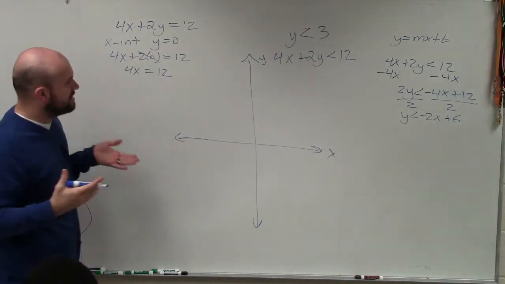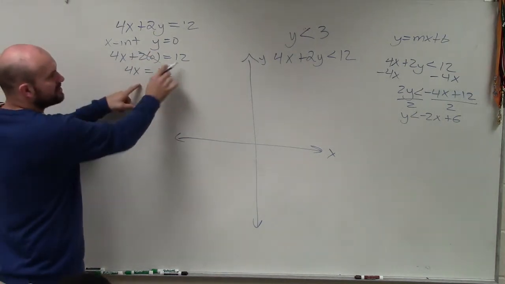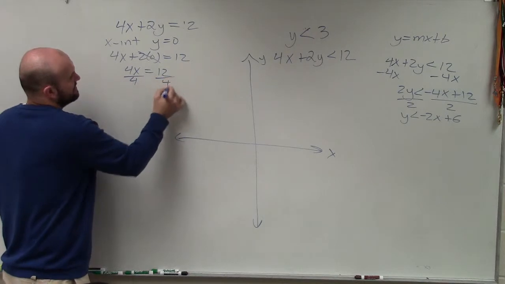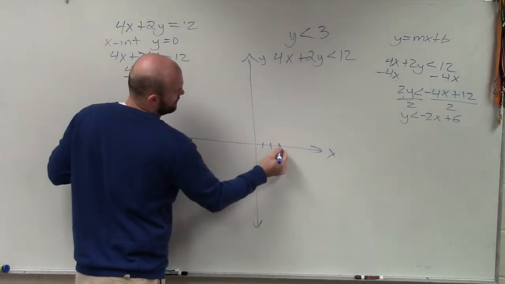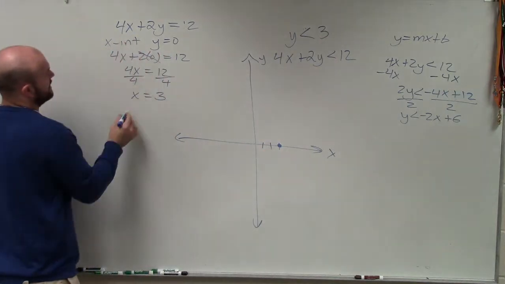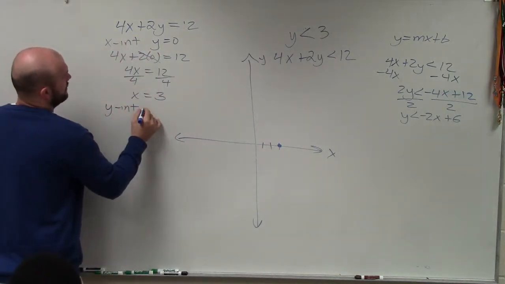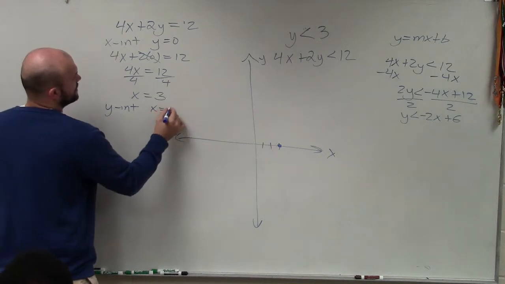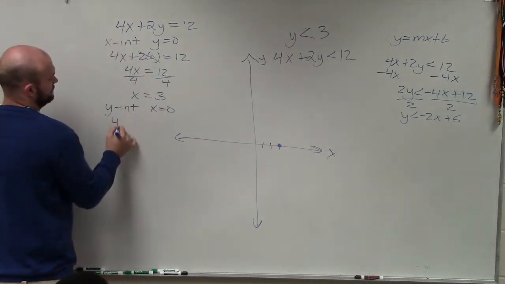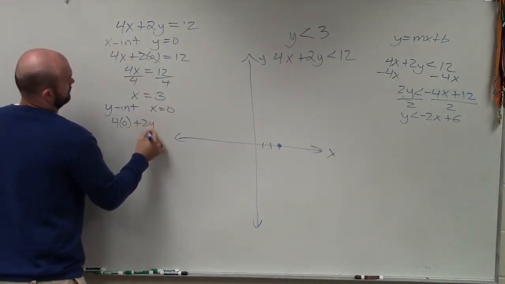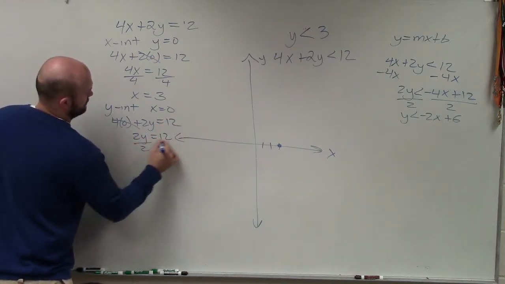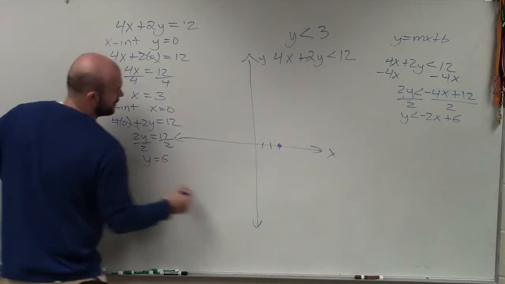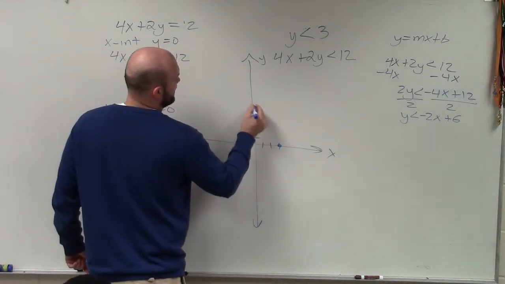The reason the intercept method is important for these coefficients to divide into your constant is because if they don't, then you're going to be dealing with fractions. So x equals 3. 1, 2, 3. Then I go to the next one. The y-intercept is when x equals 0. So now I plug 0 in for x. So now I go to 6. 1, 2, 3, 4, 5, 6.